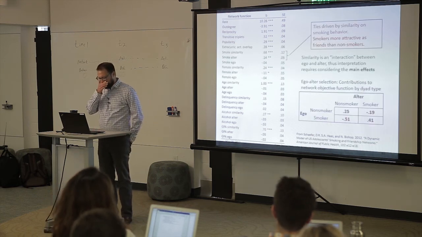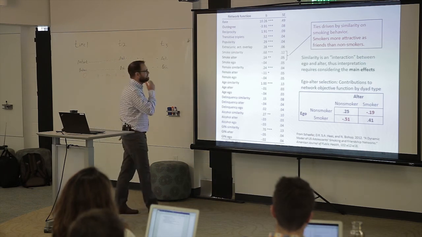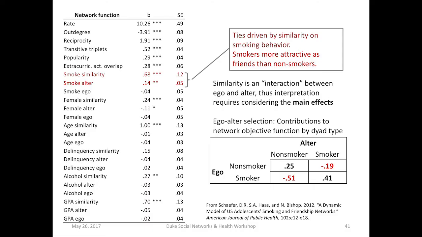All right, now I want to look at smoking and really dive into how to interpret these effects, and in particular, this similarity effect, this homophily effect. We need to be careful when interpreting homophily effects along with ego and alter effects, because this similarity effect is really an interaction between ego and alter. It's how similar are ego and alter. And interpreting that, we also want to take into account main effects, just like when interpreting interactions, you want to include main effects.